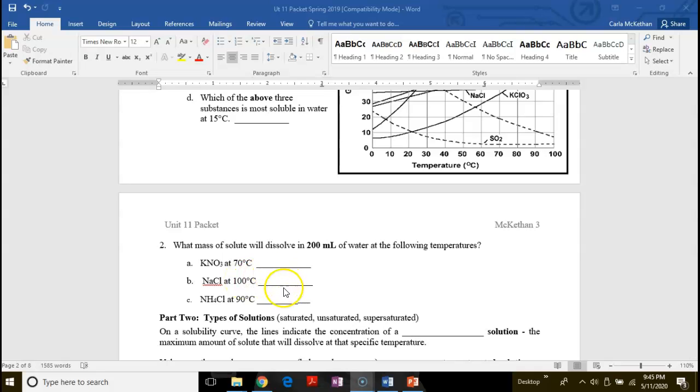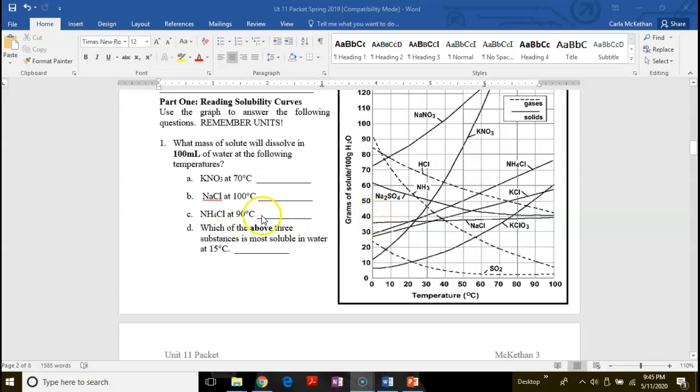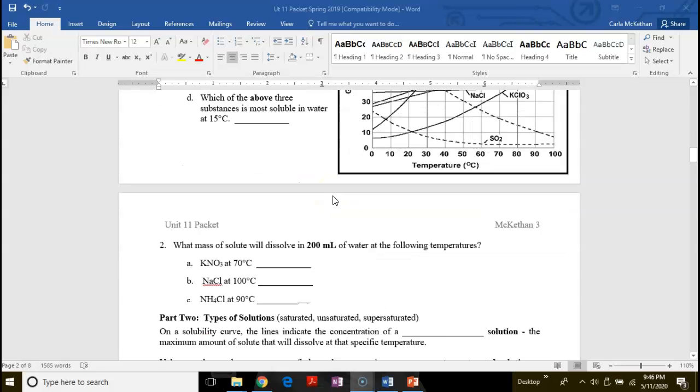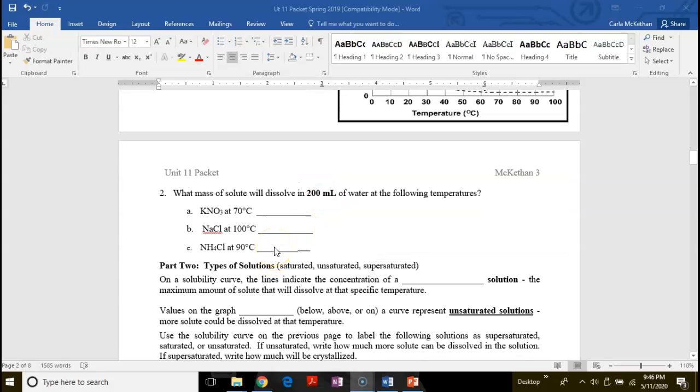Ammonium chloride, when we went and did this one at 90 degrees, ammonium chloride's line is right here. So 90 degrees, hit the line, go to your left, and I had that was about 72 grams. And remember I told you can go 2 up, 2 down for my number. So I had about 72 grams. And so twice the amount right here would have been 144 grams.